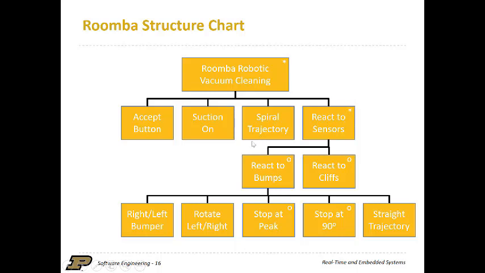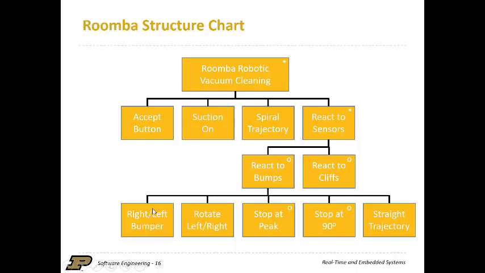Now, again, we can add detail anywhere on this chart. And I just don't have a lot of room. You could add detail here, you can add detail here. I'm going to add some detail here to react to sensors. And there are only 2 types of sensors we react to. There's the bump sensors and the cliff sensors. And these are conditional. So we're talking about one or the other, right?